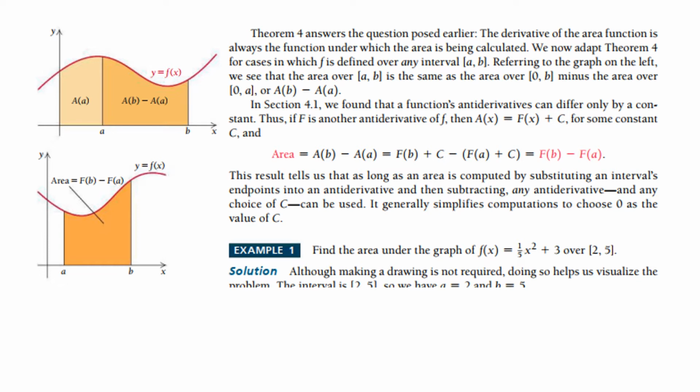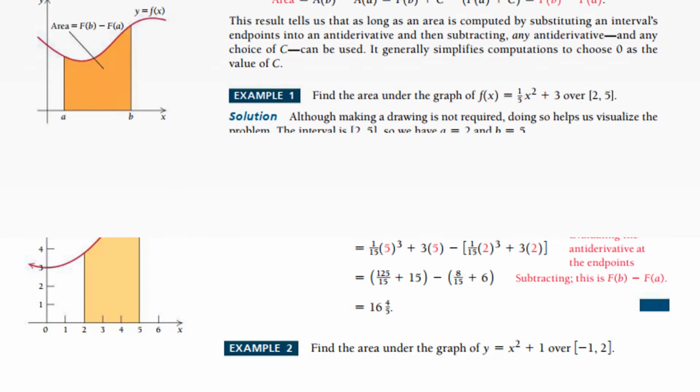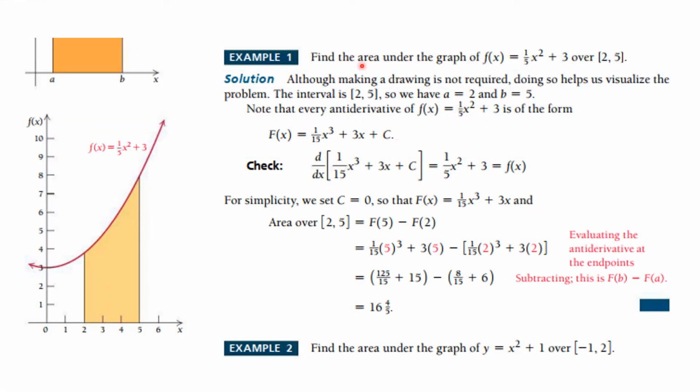Let's do an example. We want to find the area under the graph of f of x equals 1 over 5 x squared plus 3 over the interval 2 to 5. That means that this is what we're doing. This is the graph of 1 over 5 x squared plus 3, and we're finding the area under that curve and the x-axis going from 2 to 5. So this yellow area is what we're finding.